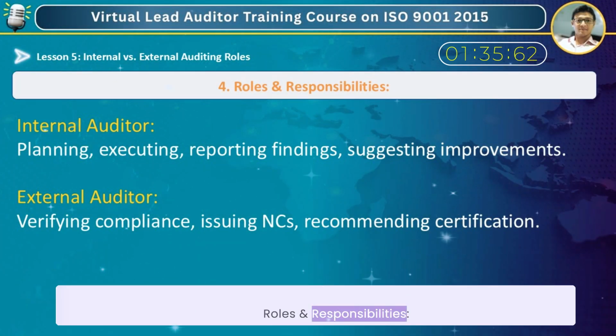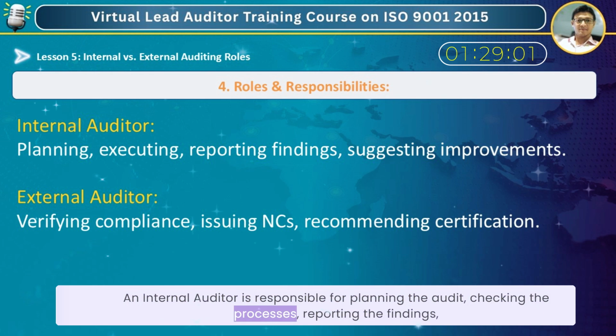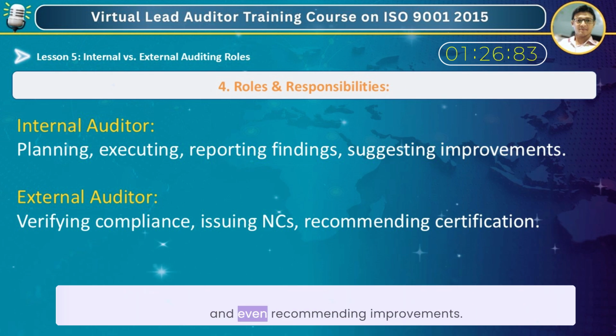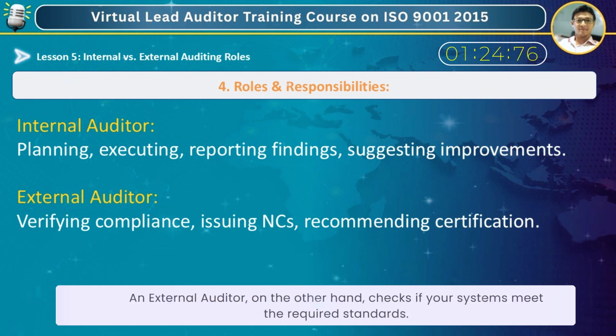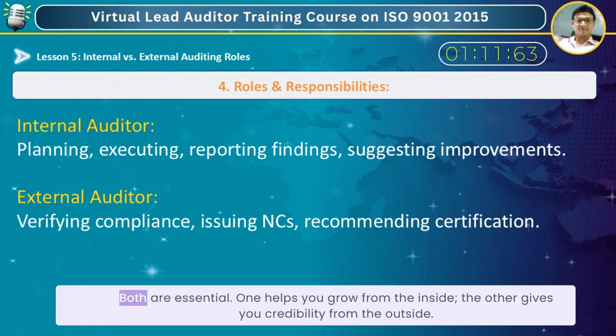Roles and responsibilities. An internal auditor is responsible for planning the audit, checking the processes, reporting the findings, and even recommending improvements. An external auditor, on the other hand, checks if your systems meet the required standards. They issue non-conformities or NCs and recommend whether to certify or not. Both are essential. One helps you grow from the inside, the other gives you credibility from the outside.